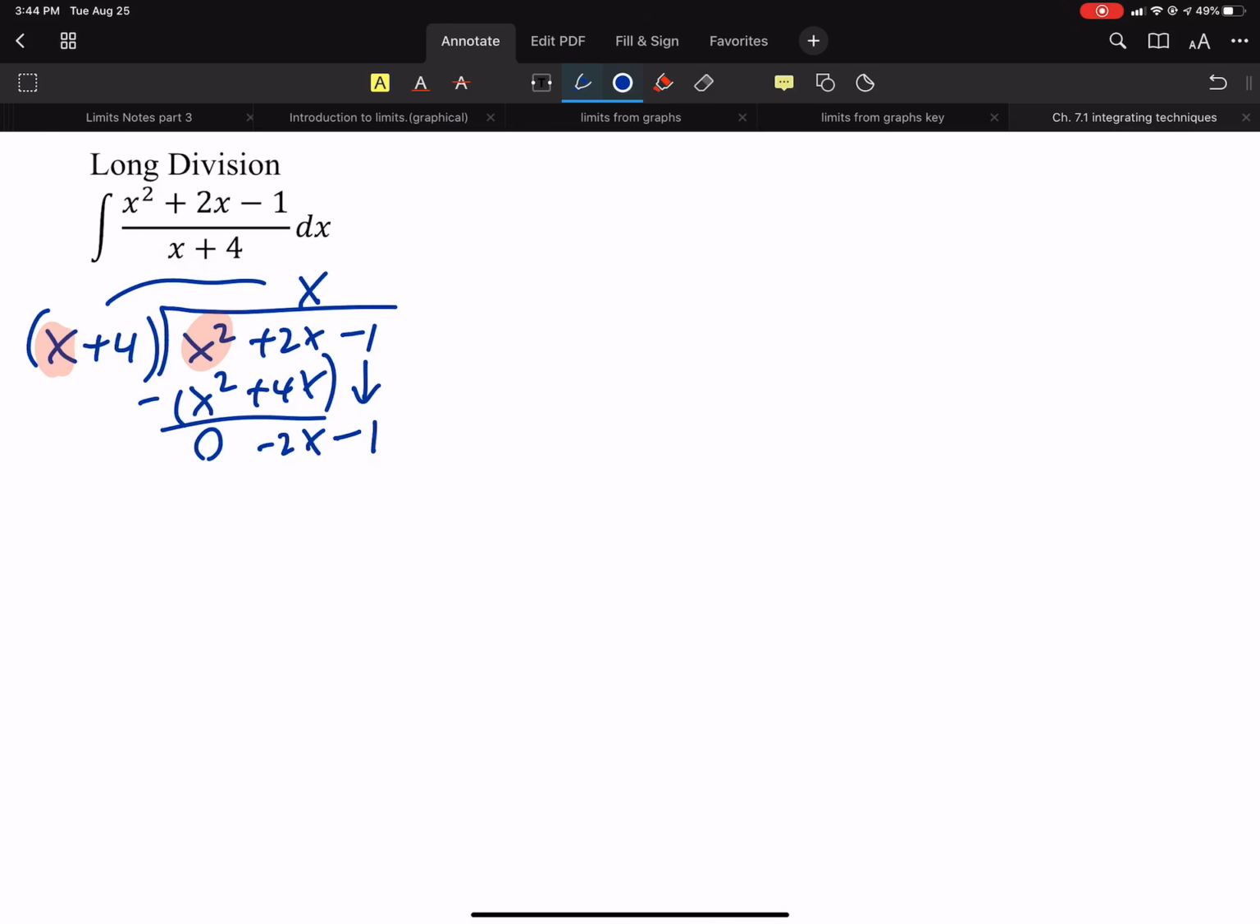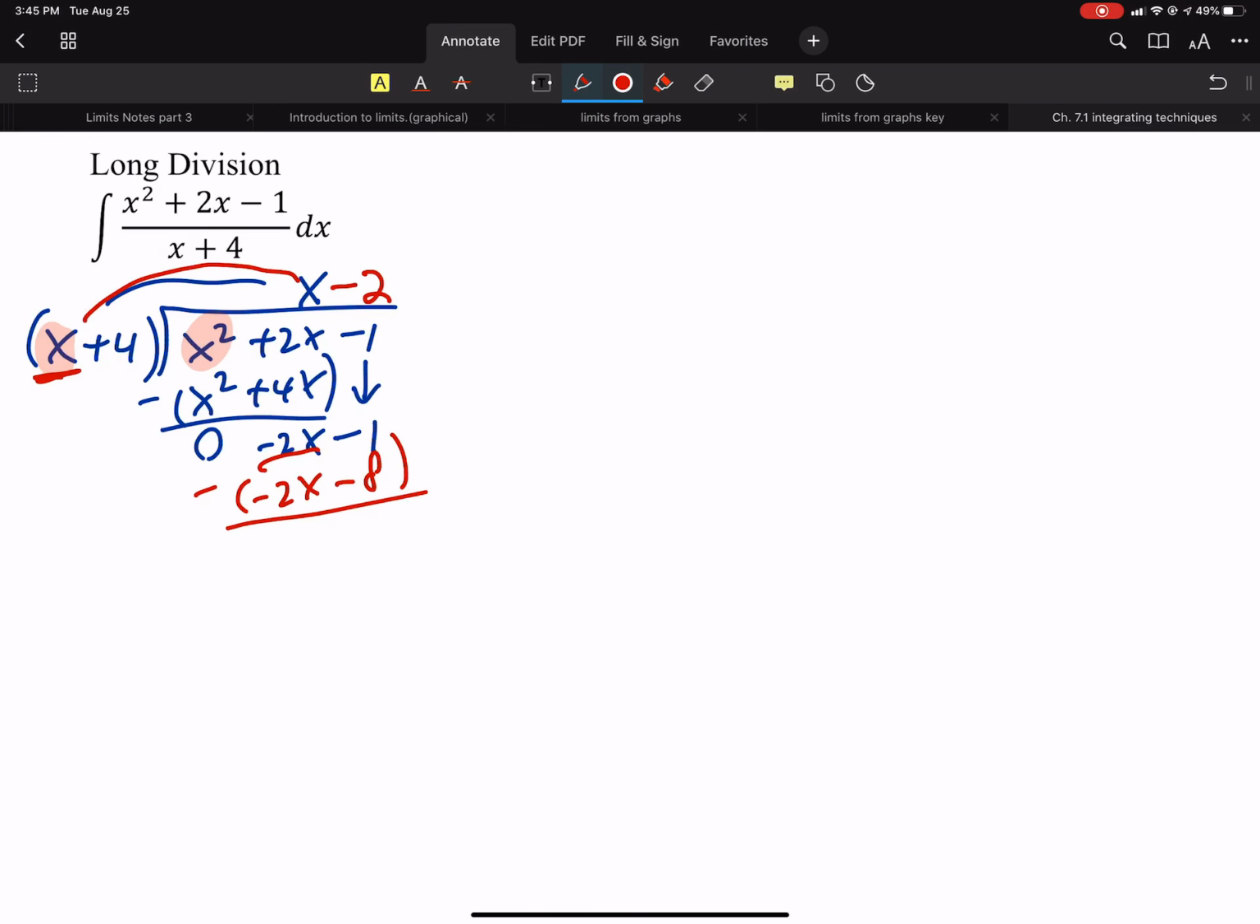I'll try to use another color here. So what times x equals negative 2x? Well, it's negative 2, so I put a negative 2 in the constant column. And then I multiply that. I get negative 2x minus 8. And I subtract that.